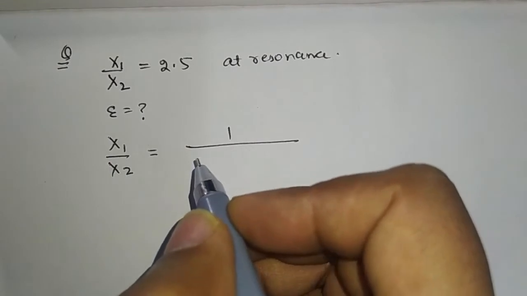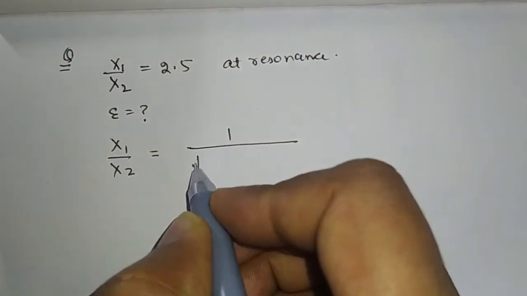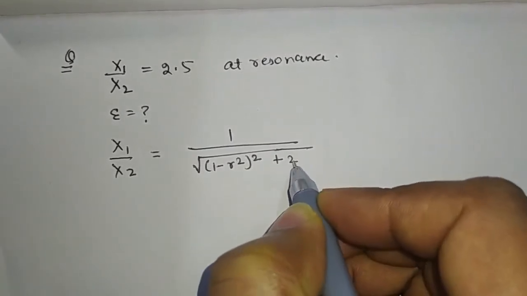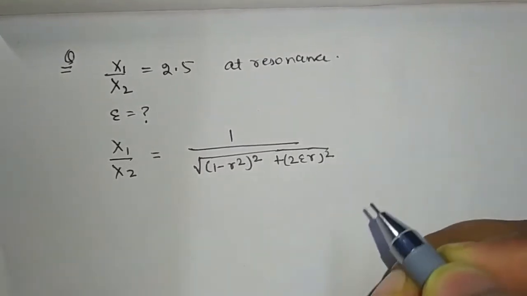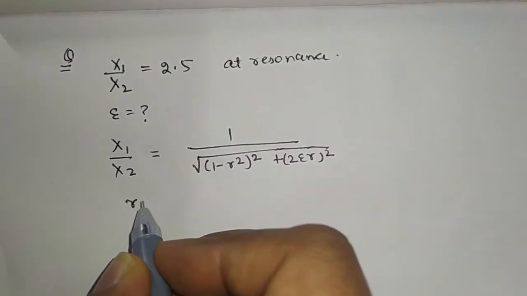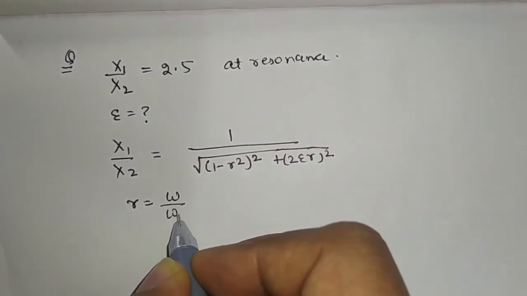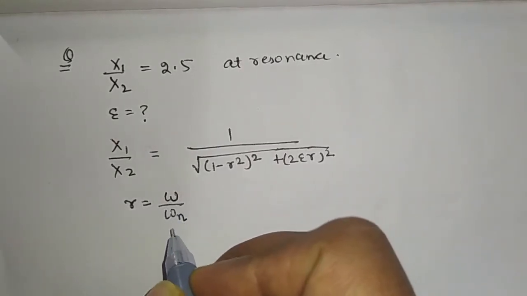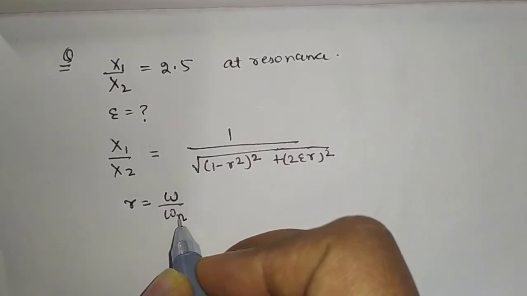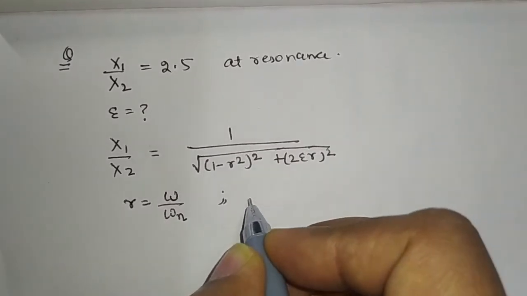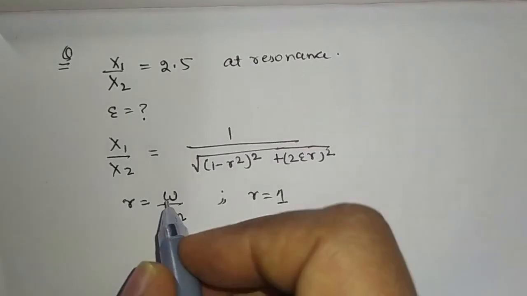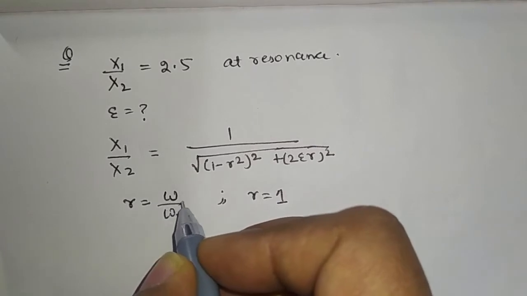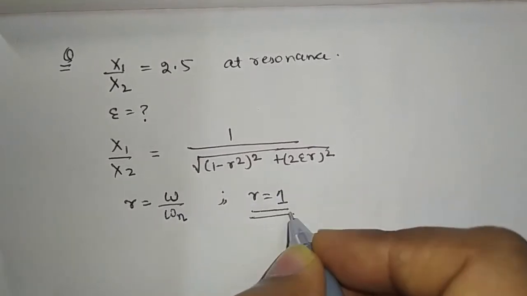We know that the amplitude ratio is given by 1 divided by the square root of (1 minus r square) whole square plus (2 ζ r) square, where r is omega divided by omega n. Omega is the frequency at which the system is vibrating and omega n is the natural frequency of the system. In resonance condition, r is equal to 1. It means the system is vibrating at its natural frequency, so omega equals omega n, so r will be equal to 1.